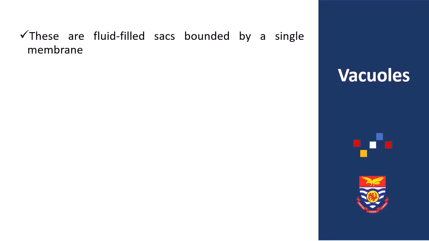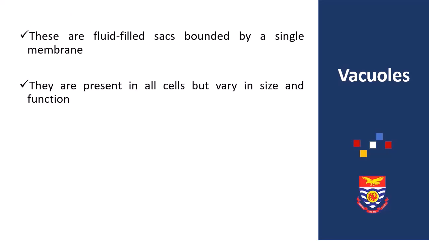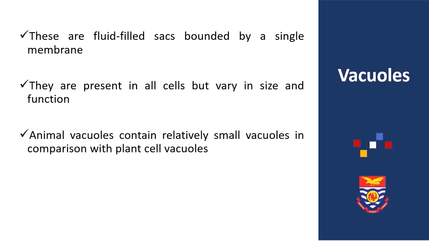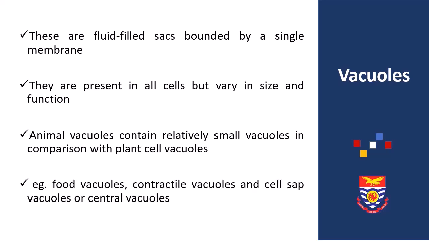Vacuoles are fluid-filled sacs bounded by a single membrane, and they are present in all cells but come in different sizes, and they perform different functions. The animal cell vacuoles are relatively small compared to the vacuoles found in plant cells. Examples of vacuoles are the food vacuoles, contractile vacuoles, and cell sap vacuoles or central vacuoles.